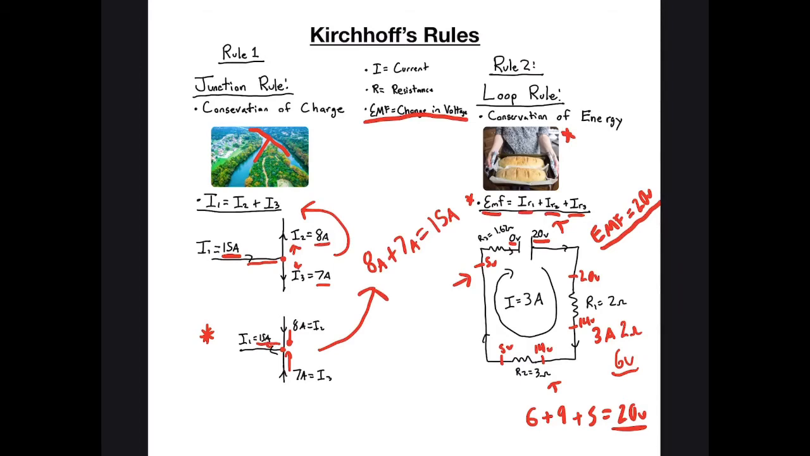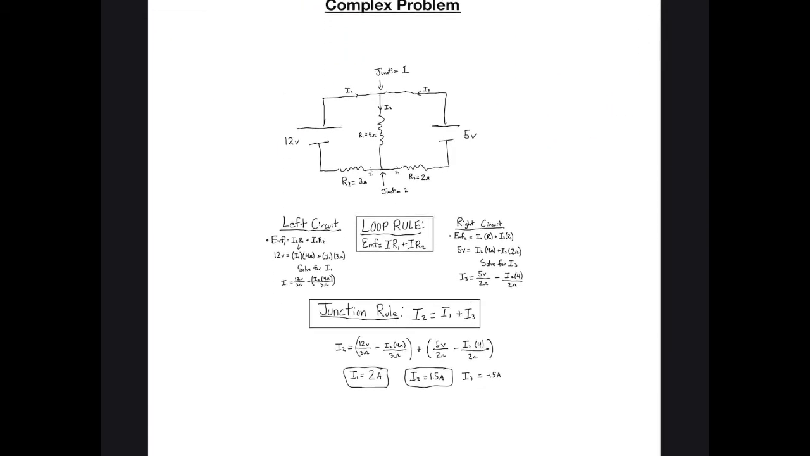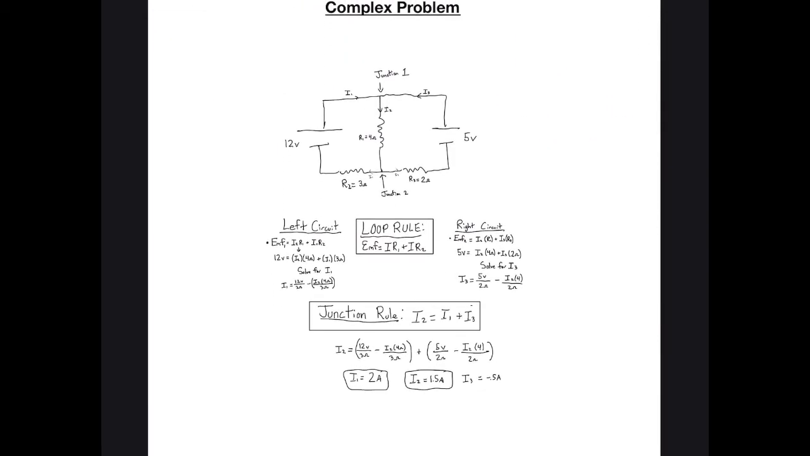Now the cool thing about Kirchhoff's laws is that they can be applied to more complex circuit problems and help simplify them. So if we scroll down here, we can see an example that has a 2 battery system. We have a 12 volt battery on the left-hand side and a 5 volt battery on the right-hand side. In this system, there are 2 separate circuits or loops, and each one is going to have its own EMF. So we'll call the left-hand side EMF 1 and the right-hand side EMF 2.